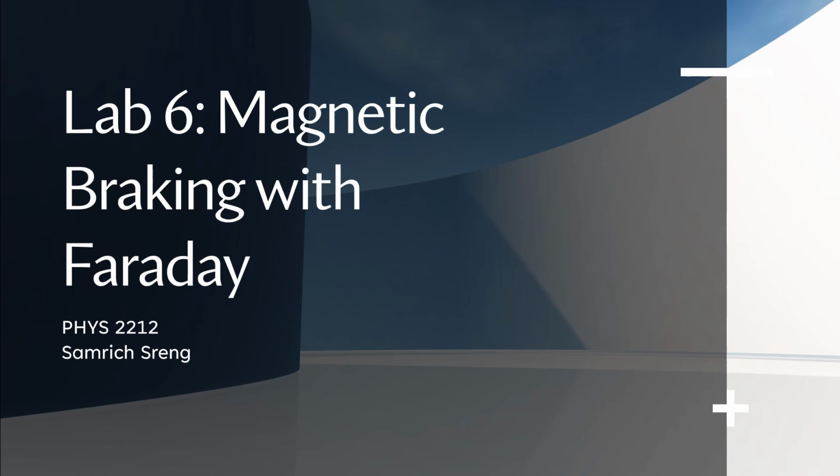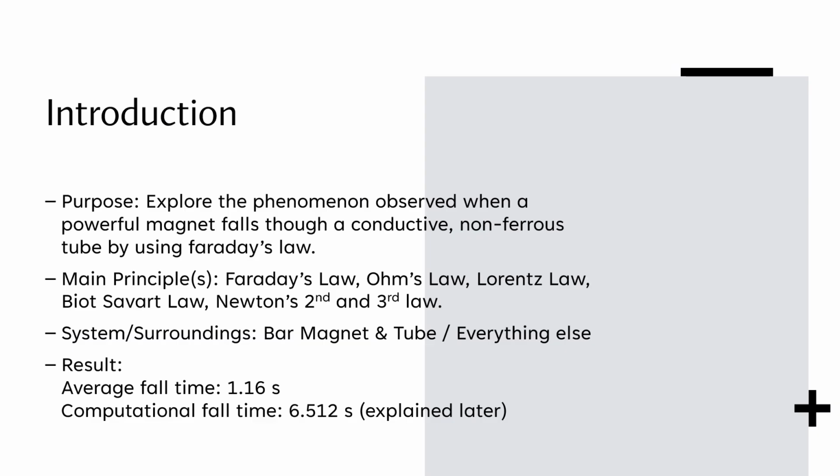This is Physics 2212 Lab 6, Magnetic Braking with Faraday. The purpose of this lab is to explore the phenomena observed when a powerful magnet falls through a conductive non-ferrous tube by using Faraday's law. The main principles were Faraday's law, Ohm's law, Lorentz law, Watt's law, and Newton's second and third law. The system was the bar magnet and tube, while the surroundings were everything else.